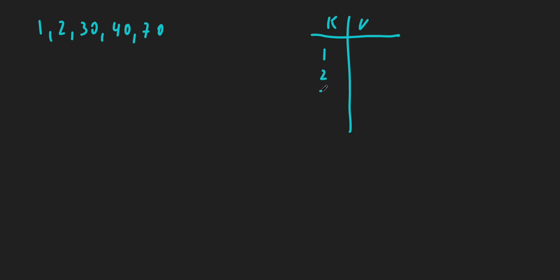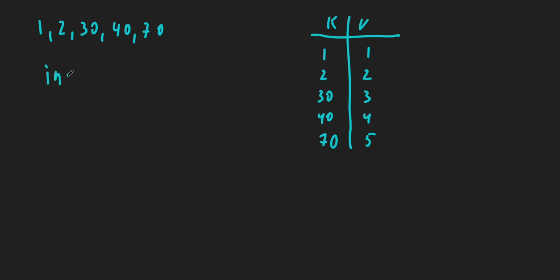So let's say that we have 1, we have 2, we have 30, and we have 40, and we have 70. So which data structure are we going to use to store our values? We're going to use a hash table here, and for the key we are going to store our values: 1, 2, 30, 40 and 70. And for the value, we are going to store in which order we have added them. So that's 1, 2, 3, 4, and 5.